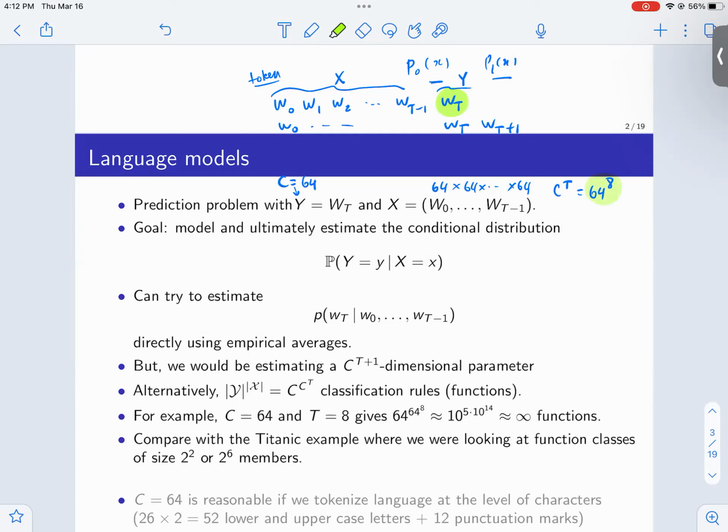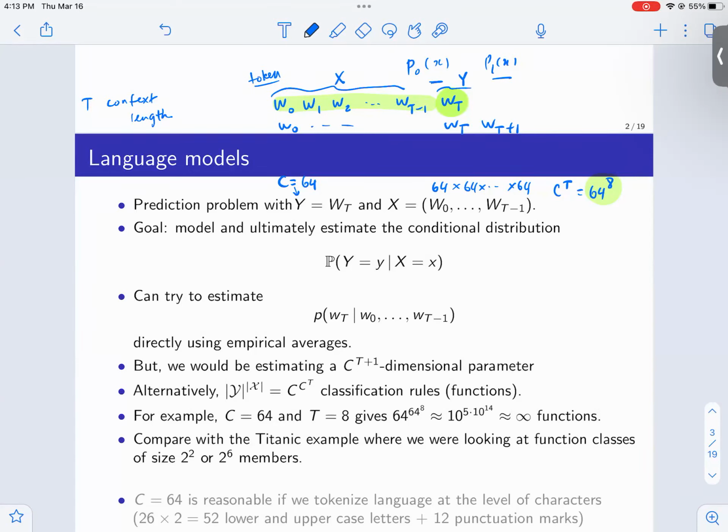Another name for this is a context. If my context t here is 8, that is how many words I want to look back to predict the next word. So t is the context length. But that's basically it. It's a very simple prediction problem. You can think of the entire thing as one discrete covariate with this many levels. What I want to predict is also discrete, very simple.